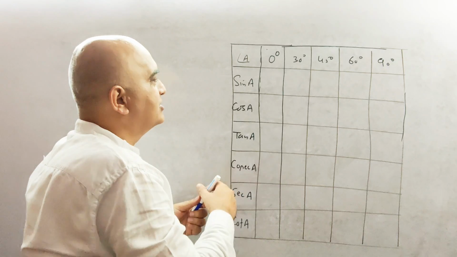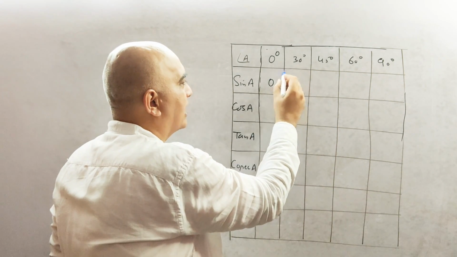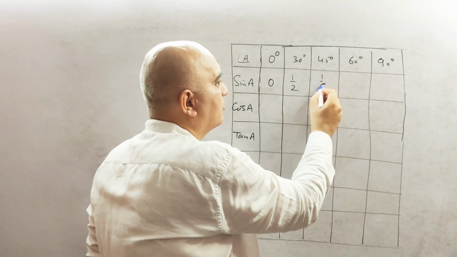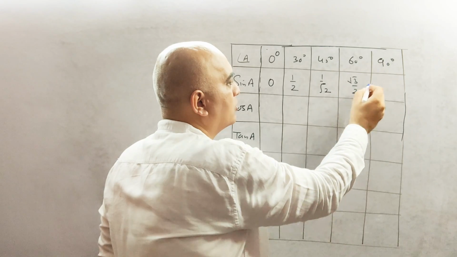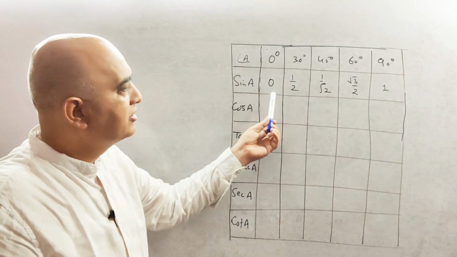So sine 0 will be 0, and sine 30 will be 1 upon 2. And what is the value of sine 45? 1 upon root 2. What is the value of sine 60? That is root 3 upon 2. And sine 90 is 1. Right? We have calculated this already.